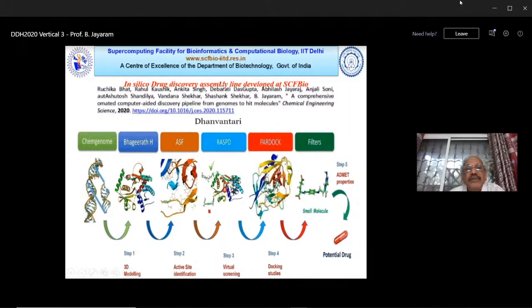So I mentioned to you the in silico drug discovery pathway, and we have tightened this whole pathway, and then just pushed it into this chemical engineering science very recently, just a couple of months ago. So from chem genome to Bagheera to active site finder, RSPD. These 3 are parts of Sanjeevani, RDOG, and eventually some MD simulations and small molecules, and hopefully ADMET filters.